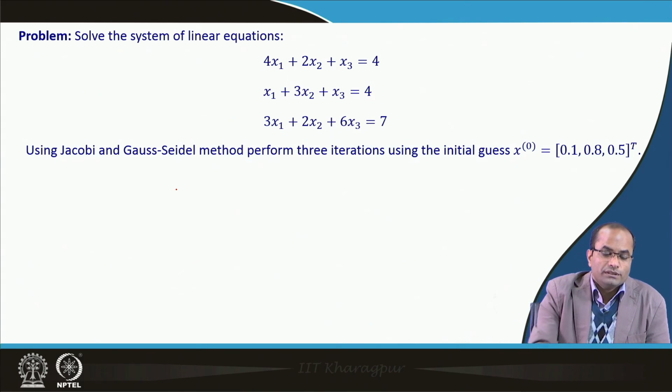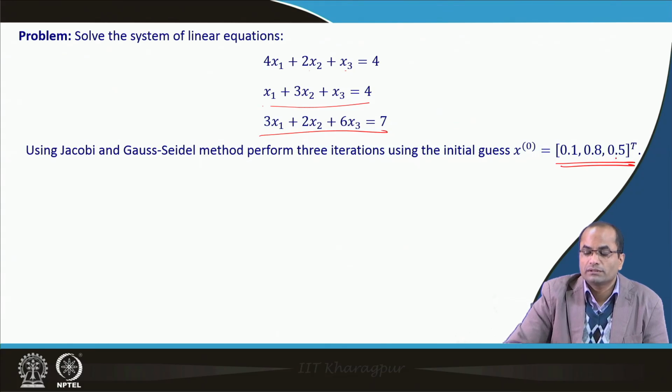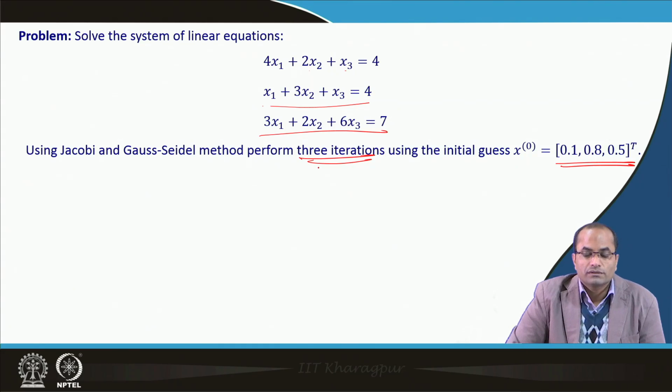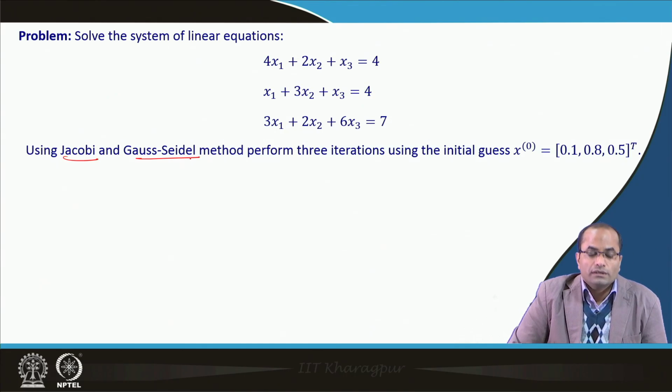The last problem here, we want to solve this one, 4 x1 ... 2 x3, and then we have the second equation, we have the third linear equation, and we want to use for instance this initial guess 0.1, 0.8 and 0.5, and we want to perform 3 iterations using this initial guess, and we will use the Jacobi and Gauss-Seidel method to do this.